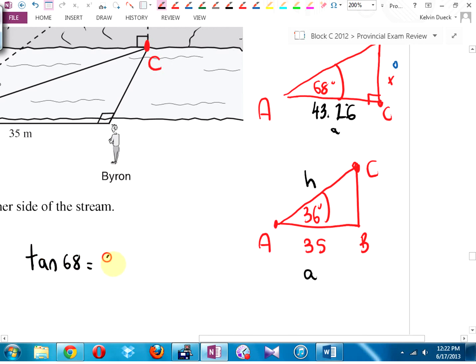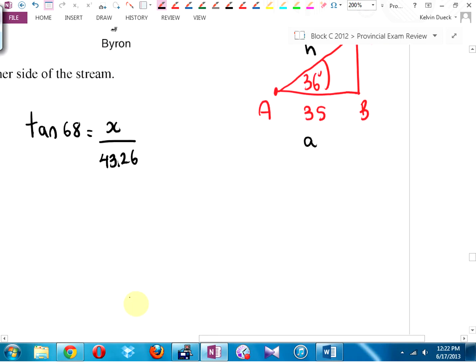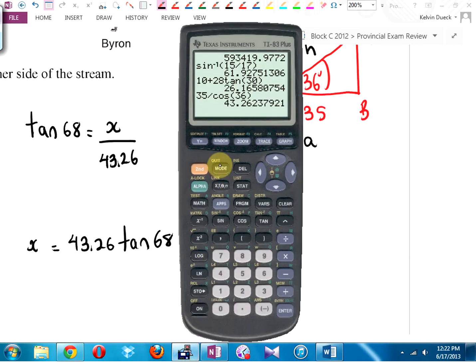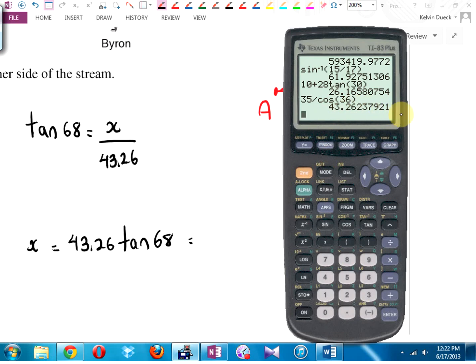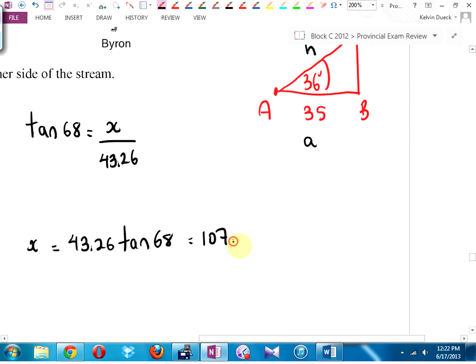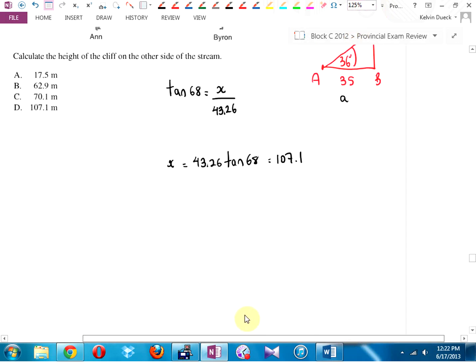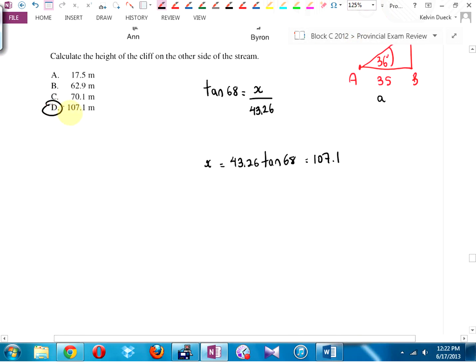Tan 68 equals mystery side over 43.26. I think the mystery side is going to be 43.26 times the tan of 68. And Amy, instead of using 43.26, since I still have this number stored in my calculator, I'm just going to go times, use my answer button, tan 68. I get 107.1. Please tell me that's an answer that shows up. I hope. Woohoo! D.